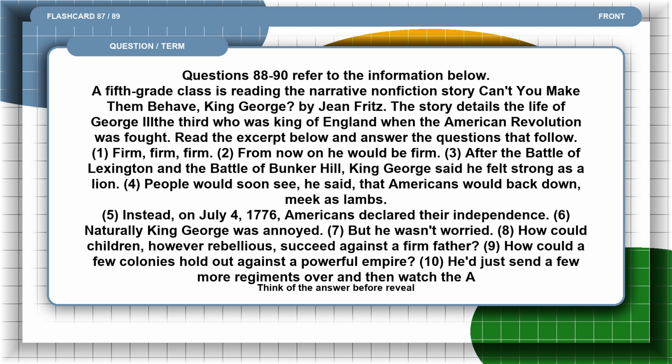6. Naturally, King George was annoyed. 7. But he wasn't worried. 8. How could children, however rebellious, succeed against a firm father? 9. How could a few colonies hold out against a powerful empire? 10. He'd just send a few more regiments over and then watch the A. Pause and think of the answer before the reveal.